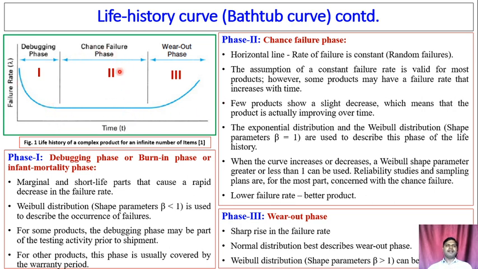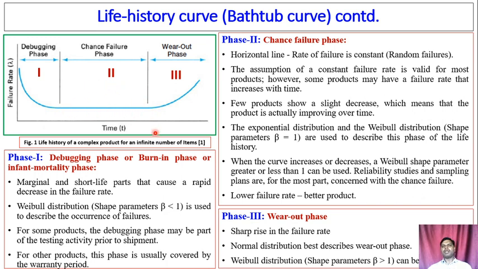The second phase is known as the chance failure phase. As we have discussed, the Weibull distribution shape factor beta is equal to 1. Normally we have plotted it for an infinite number of components, so this seems to be a horizontal line, where the failure rate is approximately constant. A few products may not follow this line, and their failure rate may decrease or increase, but these are few in number. In general, the horizontal curve is accepted and adopted, and is observed for an infinite number of items.